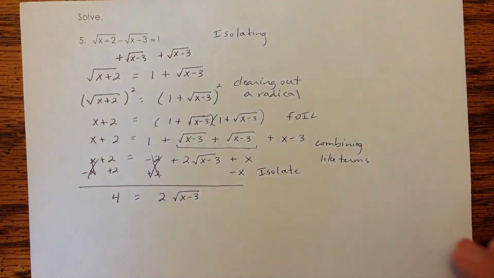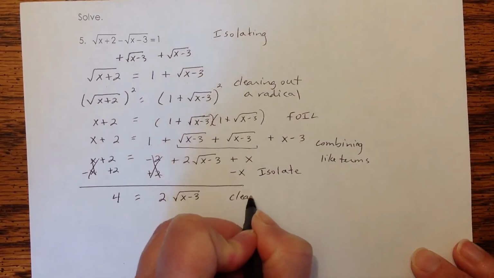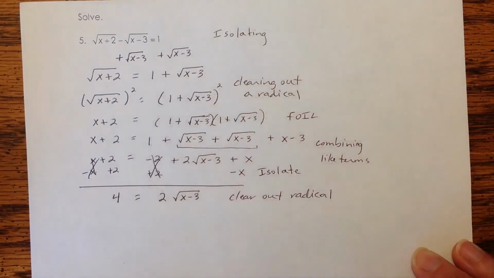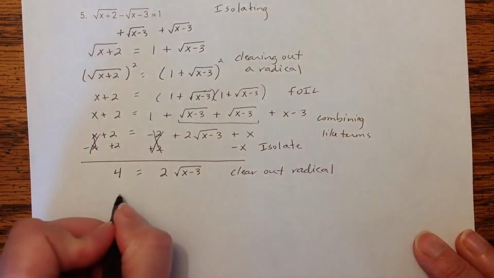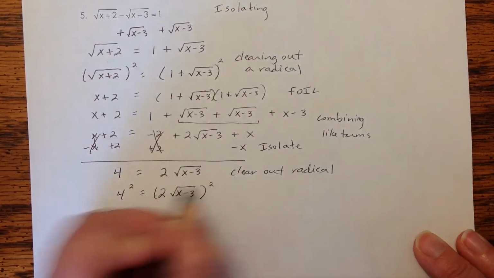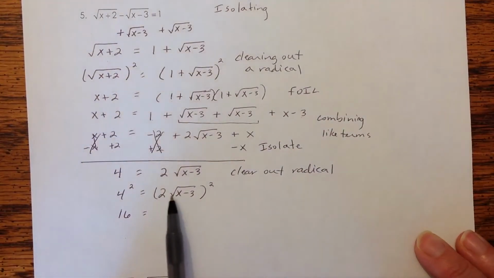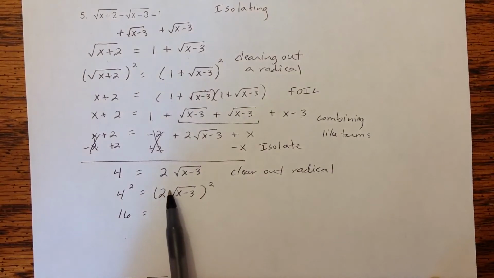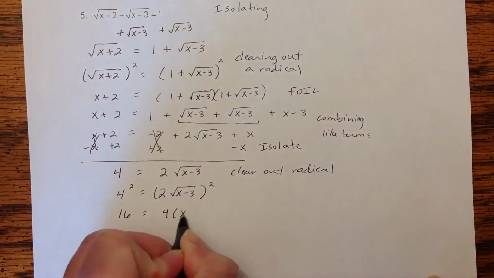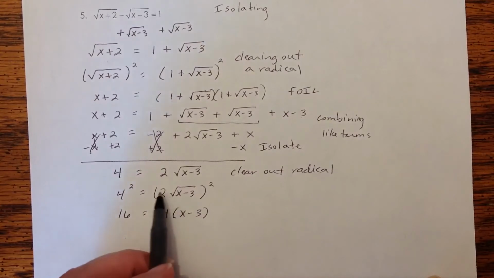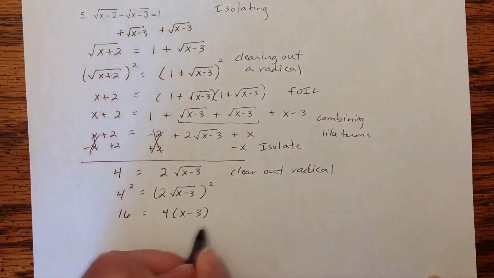Now, I want to clear out the radical. So I clear out the radical by squaring both sides. So I get 4 squared equals 2 square roots of x minus 3 squared. So this is 16. This uses the power rule to distribute my 2 because this isn't a binomial. There's no plus or minus here, so I'm squaring each part. So I get 4 times x minus 3. Because this was multiplication, it's still multiplication after you square each piece. I'm going to distribute right here.